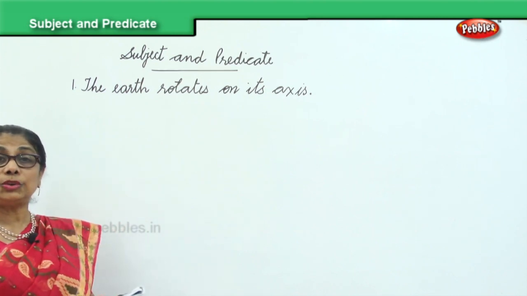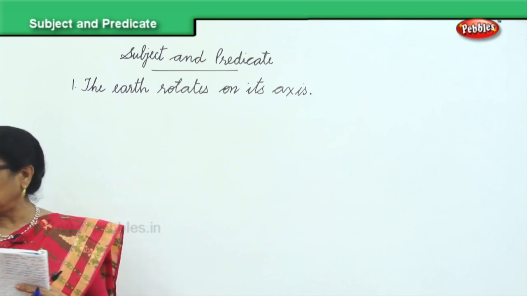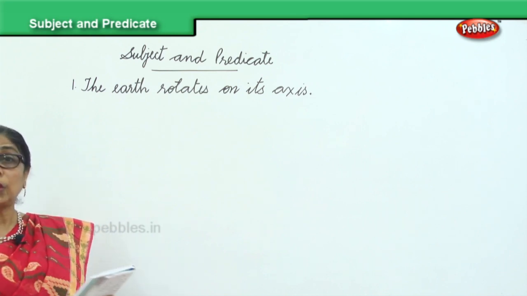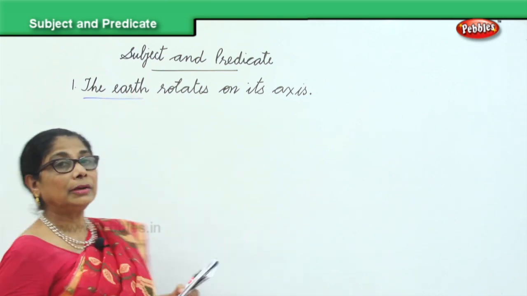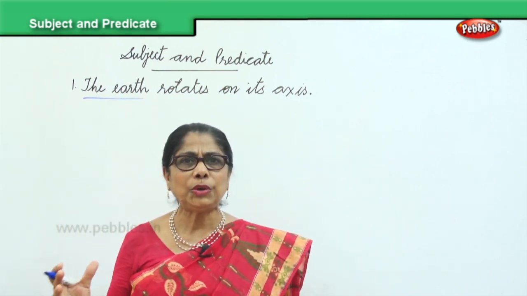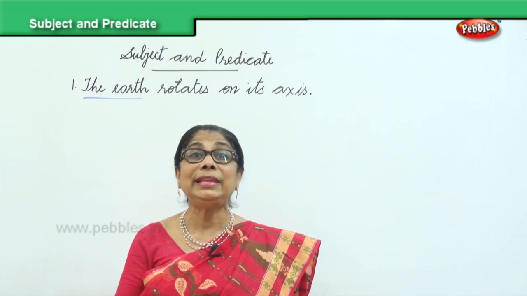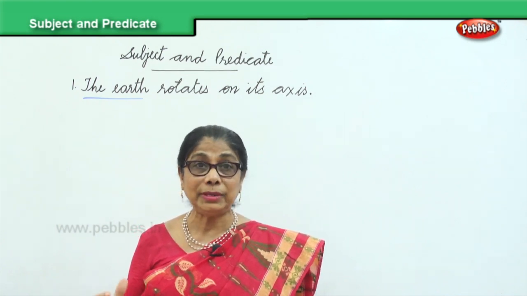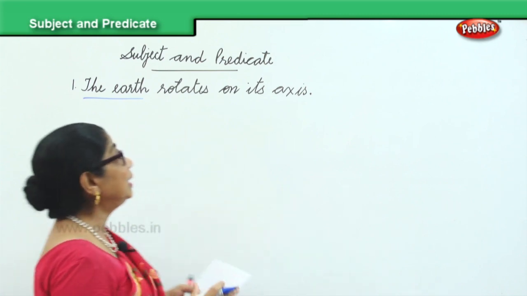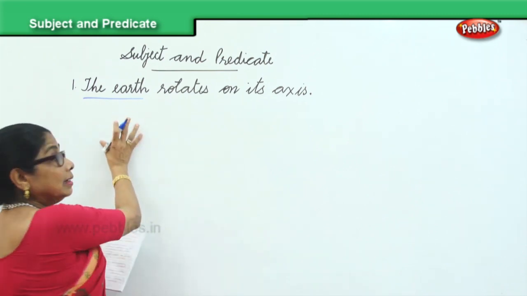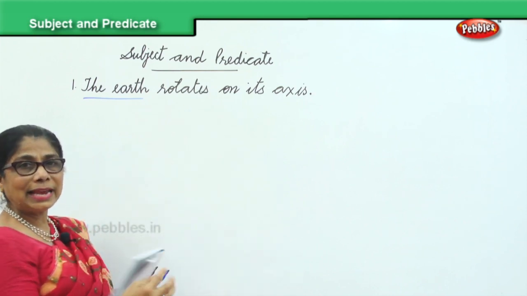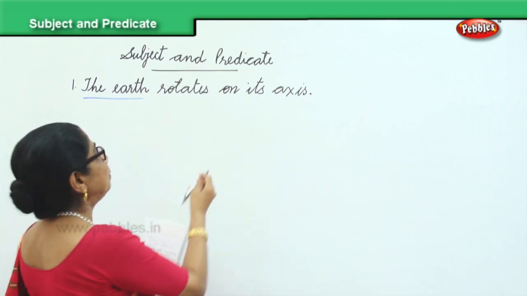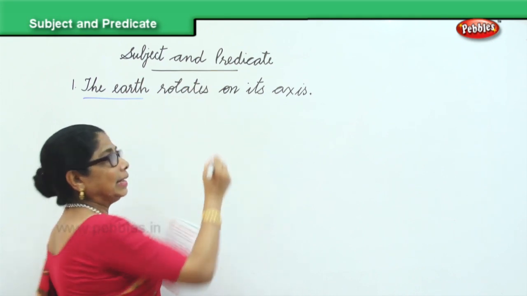When we say the earth rotates, the most important part here, what we are talking about, is the earth. So that is the subject. What are we talking about? We are talking about the earth. And what is happening to the earth? The earth rotates on its axis. So the earth is the subject, and the rest, rotates on its axis, the remaining second part, is called the predicate.